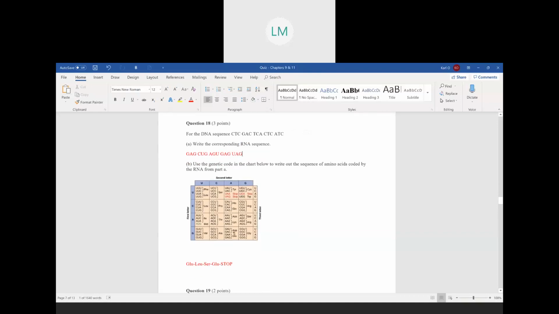Then we needed to use this genetic code to write out a sequence of amino acids that are coded by this piece of RNA. So this is our sequence of amino acids. The last one, this UAG, codes for a stop codon. So that is the last piece here telling us to stop, that we're done with this amino acid chain.